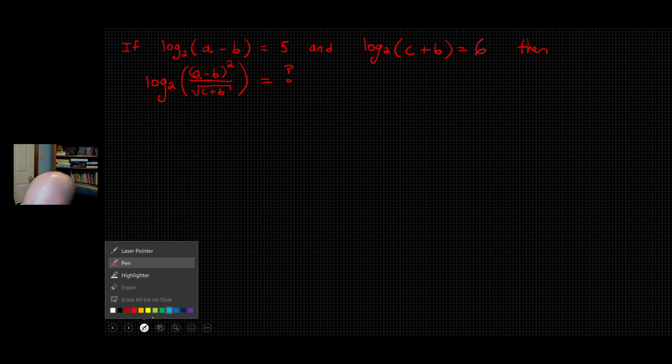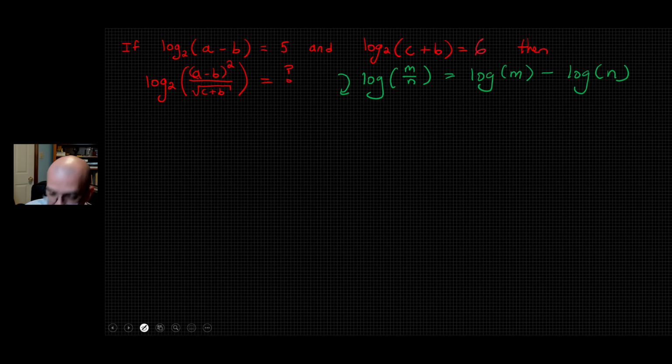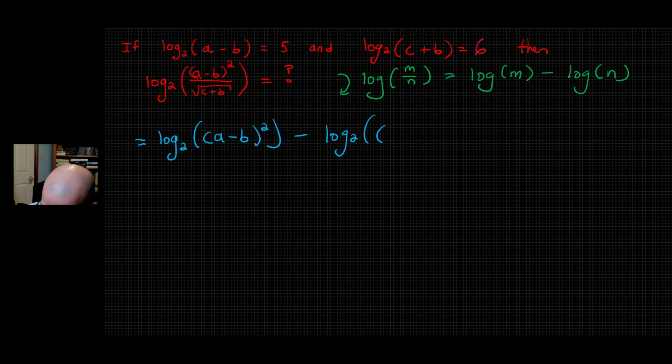So the first thing that I see looking at this is I can say that this is the log of a top thing over a bottom thing. It's a log of m over n, which we can rewrite as the log of m minus the log of n. I'm just being brief, not writing the base part down. It's true for any base. So this is log base 2 of the top, a minus b squared, minus log base 2 of the bottom. Now I'm going to rewrite this as c plus b to the power 1/2, just to save a step. Square root means power 1/2.